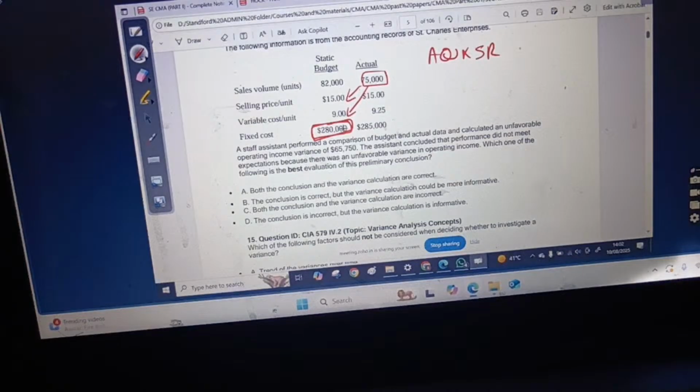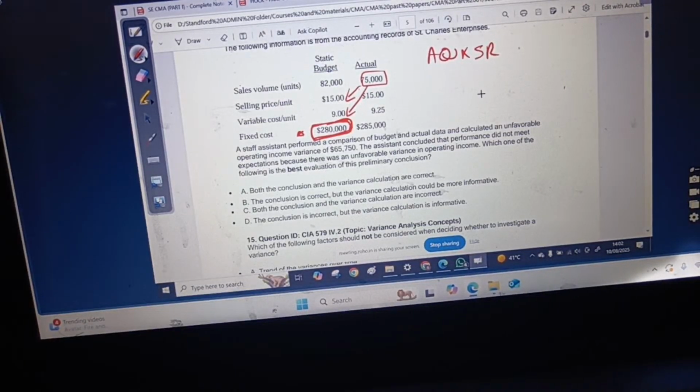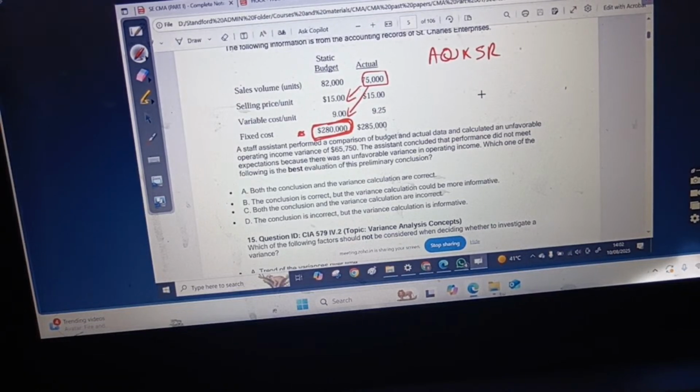Why are we taking this amount, 2,80,000, for the flexible budget? Because it's the master. Because we are adjusting the standard cost for the actual quantity. Are you getting my point? This is the standard cost.